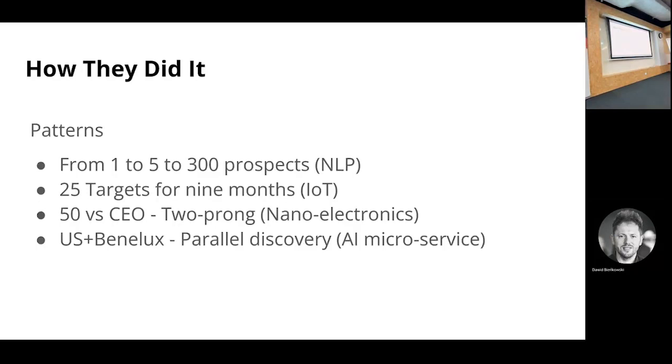So I gave some examples before of the natural language company that closed that $500,000 in 12 months. What they did is they went from selling into one customer, which was Microsoft Bing, to selling into 5, which was B of A, United, and a couple of others to experiment, to ramping that up to selling into 300, using the things that they learned, and then making it an automated and repeatable process.